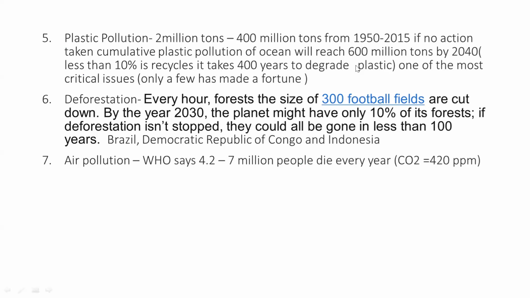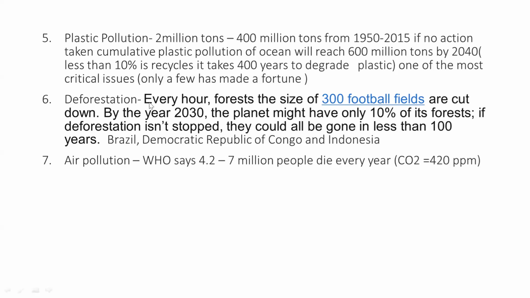One of the most critical issues. Only a few have made a fortune by inventing plastic and producing it. But almost all the people on Earth will be affected due to plastics. Now it has become a part of our life. How many plastics, polythenes are we using per day?